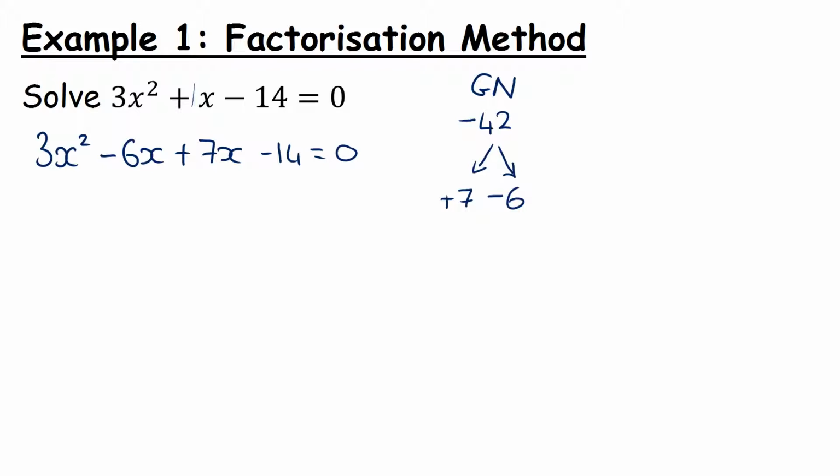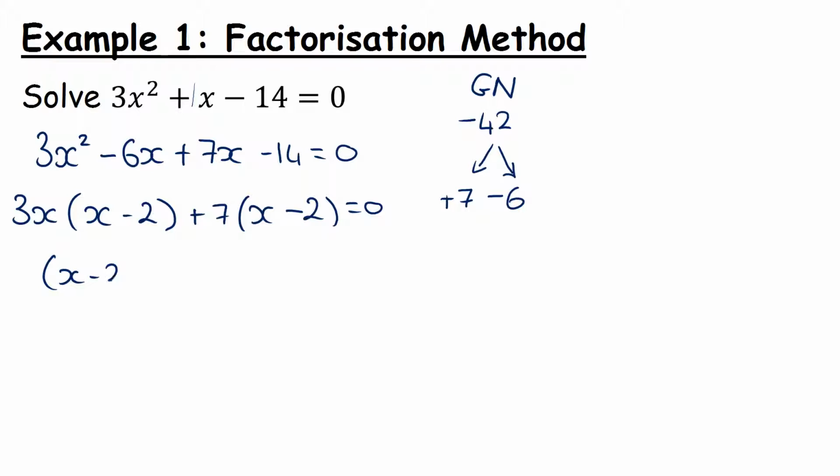So now we're going to do grouping. 3x is common, leaving us with x minus 2, plus 7 is common, x minus 2. Our brackets are now common. We have x minus 2 in both. Just take that out and we're left with 3x plus 7 equals 0.